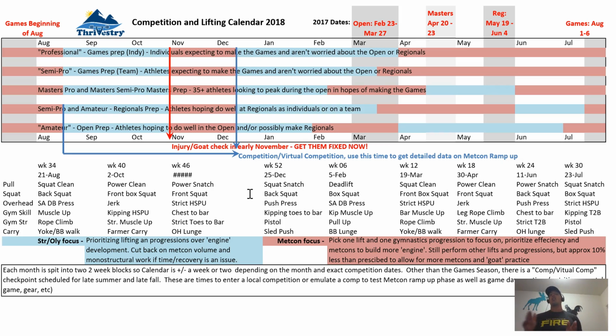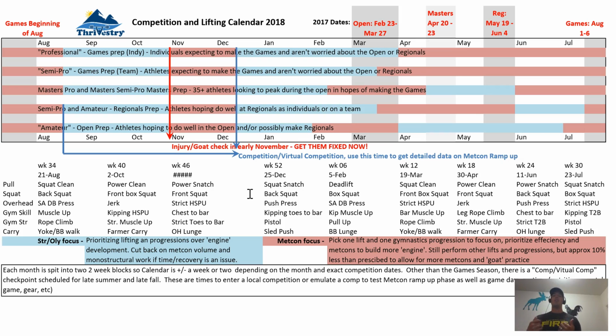And then that's going to carry throughout the Open, because one thing we want to remember is that the Open is 5 weeks long, so we need to make sure we maintain that level throughout the 5 weeks. Now for the semi-pro and sort of amateur, these are people who are kind of hoping to do well at regionals as individuals on a team. The Open shouldn't be much of an issue.